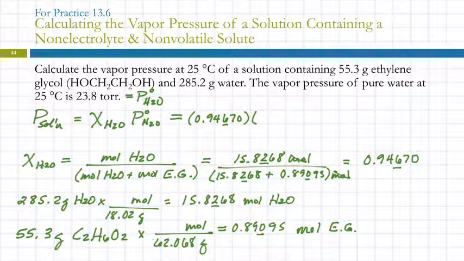So 0.94670, and that gets multiplied by the vapor pressure of the pure solvent, 23.8 torr. 22.531.